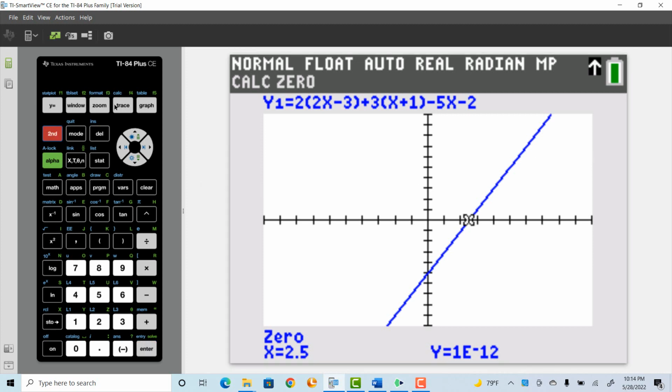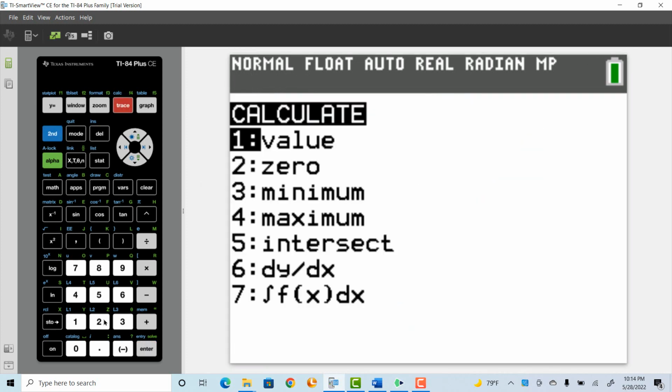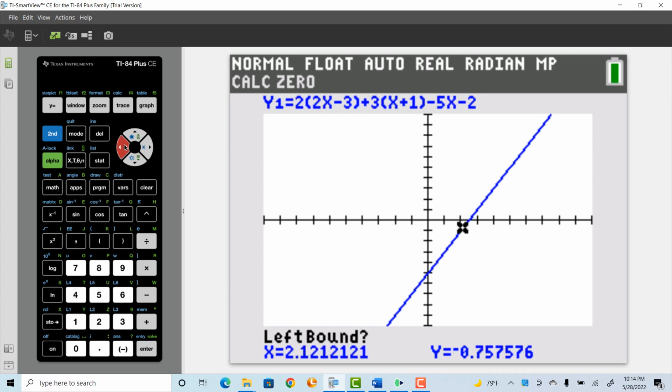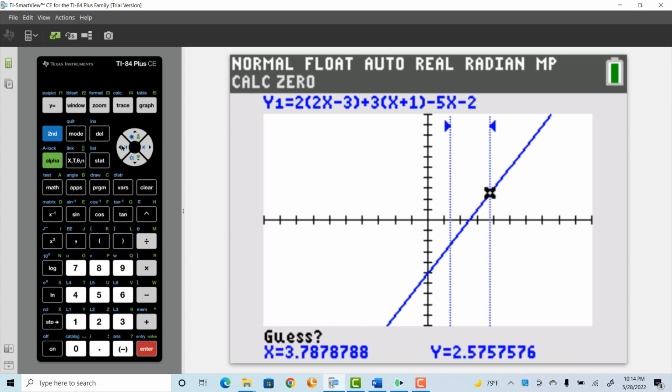Okay, I'm going to show you again very quickly. I did a calculate 0, right? And I have to pick a left bound, and then I have to pick a right bound. And again, in the video link in the description section of this video, there's a link to the calculator videos.